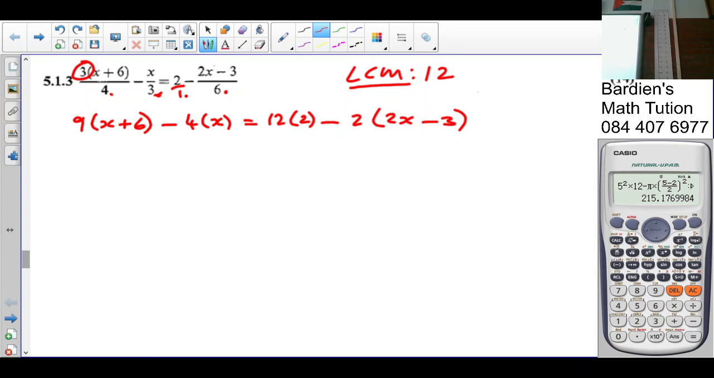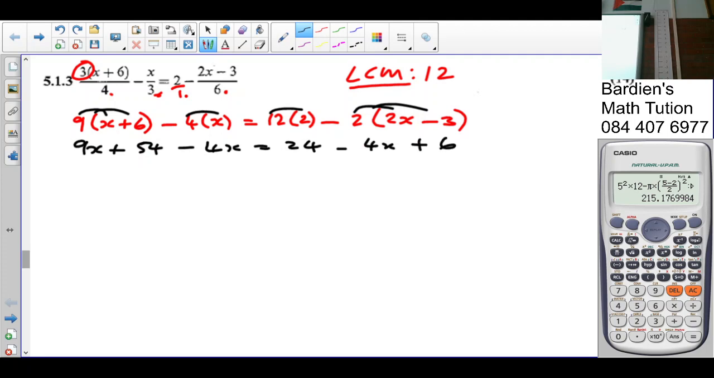It's exactly the same sums coming in the exam. Not the same numbers, but the same ideas being tested. Okay? So what do I do here? Multiply, get rid of the brackets. So 9 times x, 9 times 6, minus 4x equals 24 minus 4x plus 6.